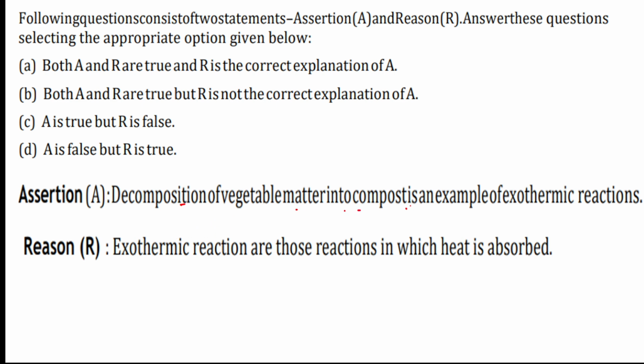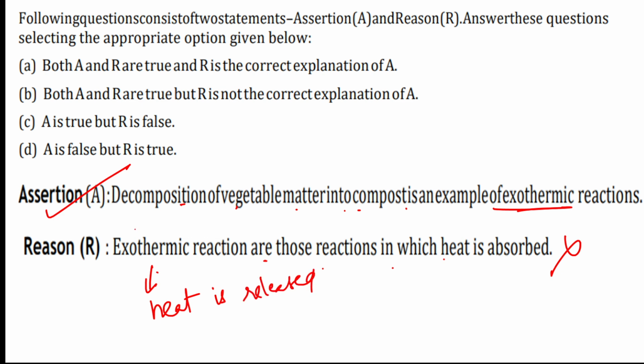The following question once again: decomposition of vegetable matter into compost is an example of an exothermic reaction. When the microbes are breaking down the vegetable matter, a lot of energy is released because carbon dioxide gas bubbles are formed. So this option is correct, it is exothermic. Exothermic reactions are those in which heat is absorbed: wrong. In an exothermic reaction, heat is released. So which option is correct? Only A is true, but R is false.